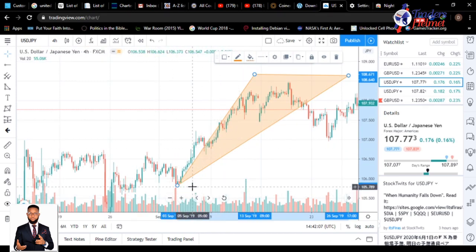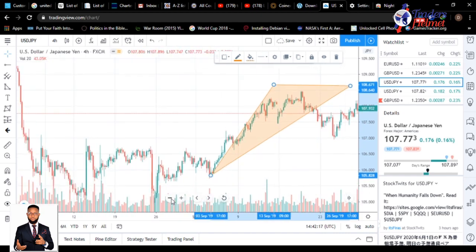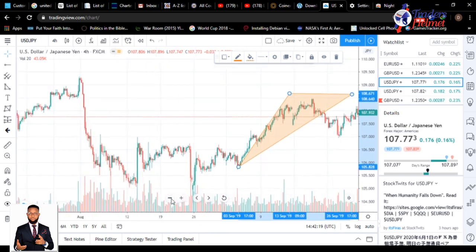Your price must always fall in your first triangle, and if it doesn't, then it's not a good one there. Please take note. If it doesn't, it's not a good one there. So price must always fall inside the first triangle. You can see my price is inside. This is close to the triangle at the beginning, but the price is inside.